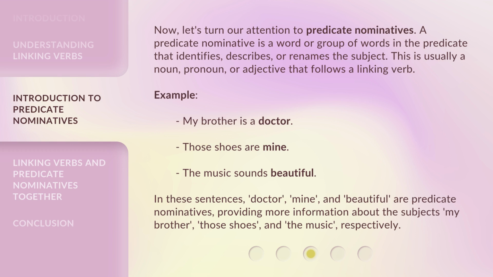Example: my brother is a doctor. Those shoes are mine. The music sounds beautiful. In these sentences, doctor, mine, and beautiful are predicate nominatives, providing more information about the subjects, my brother, those shoes, and the music, respectively.